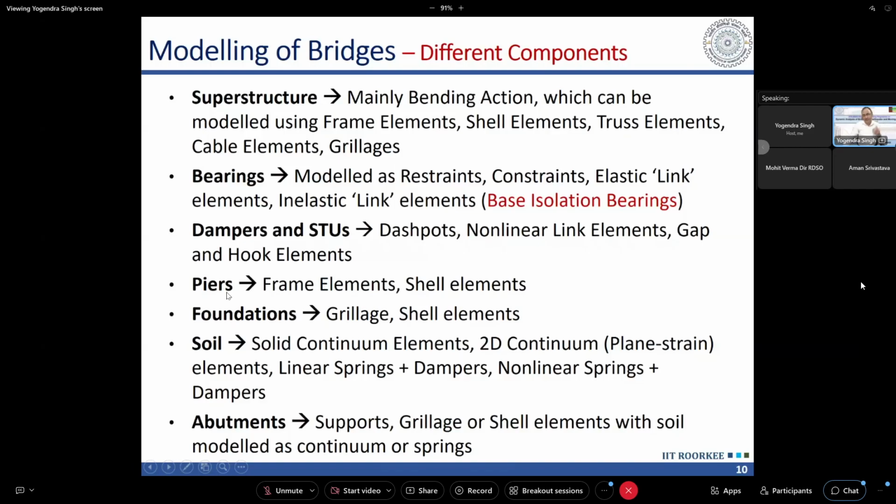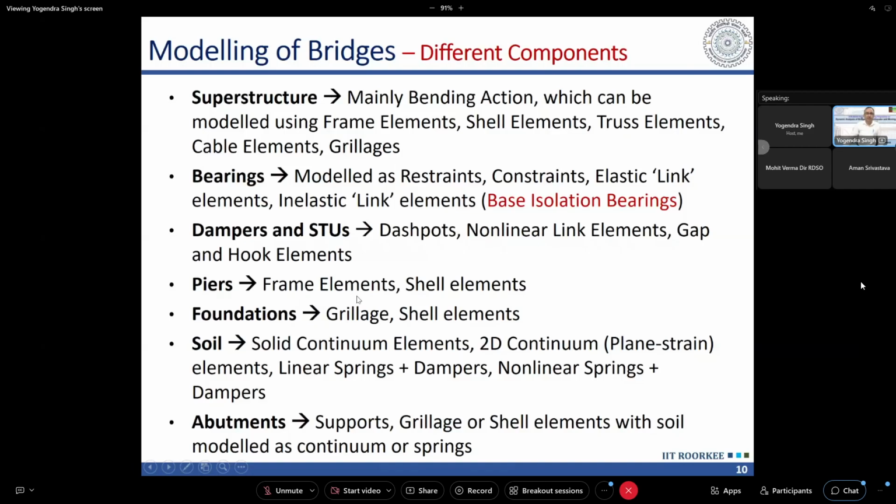So the next important component is piers. We have seen that the piers are subjected to most of the damage in the case of bridges, because in a bridge, it is the piers which dissipate the energy, not the beams. Like in the case of a building, the energy dissipation will depend on the beams. But in bridges, the beams are either not there, or even if they are there, like in the superstructure, they are connected through bearings, and they are not subjected to any yielding during an earthquake. So piers are subjected to yielding, and that's why piers need to be modeled properly.